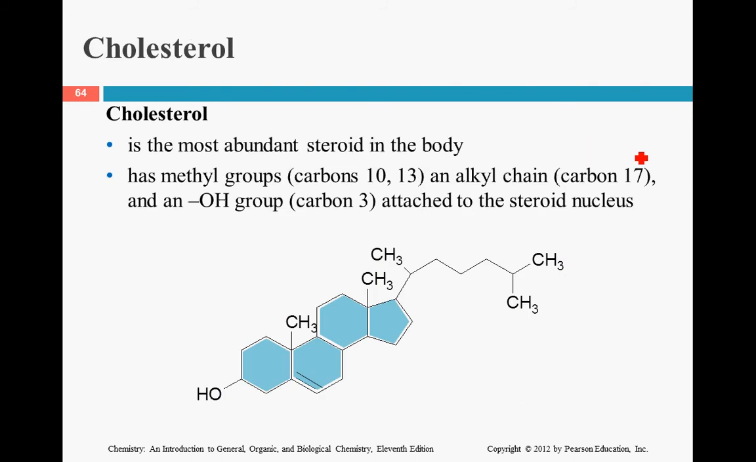Cholesterol is an example of a steroid, and it's the most abundant steroid in our body. Notice here's the 4 rings, 3 hexagons and a pentagon. There's a carbon chain coming off of it, a couple methyls, a double bond here, an OH group. It's those differences that are going to determine the difference between one steroid and another steroid.